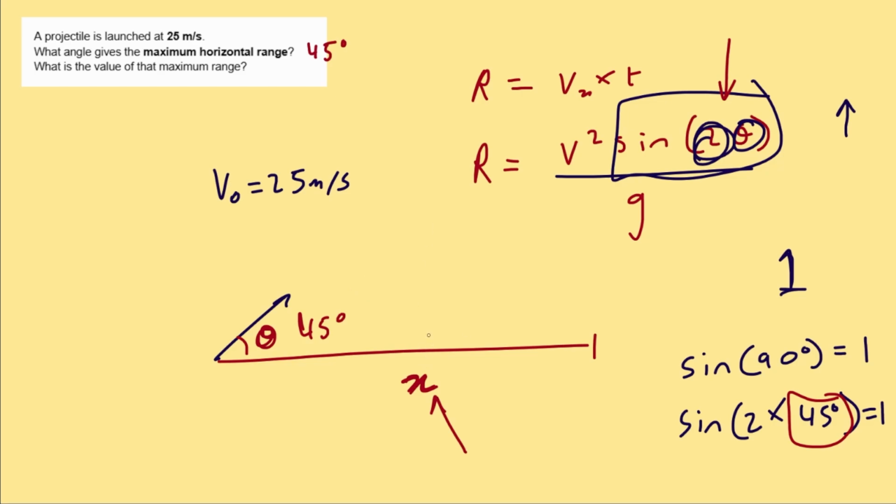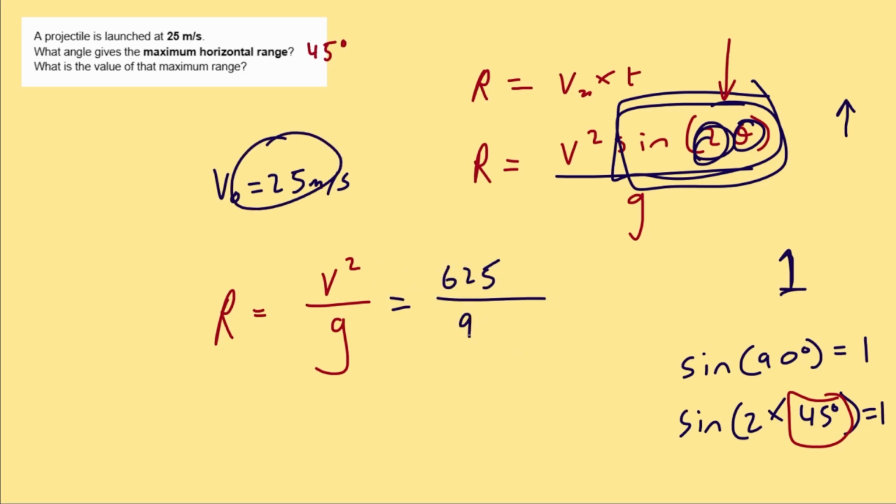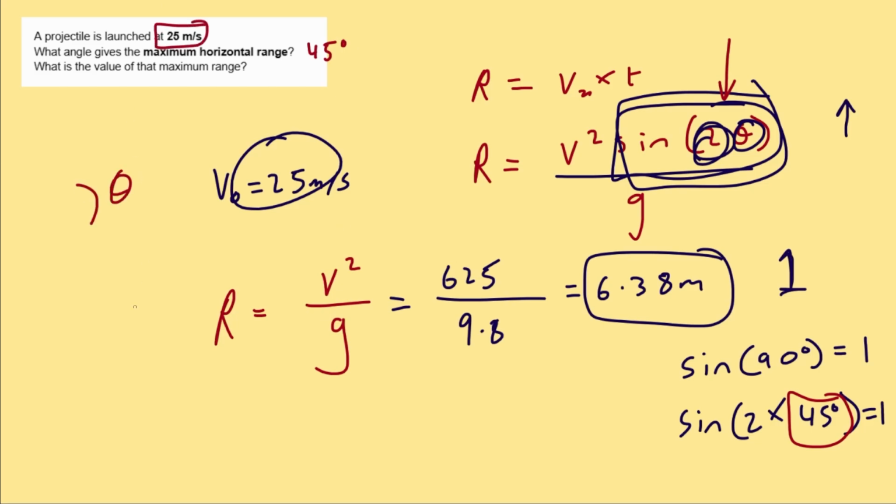We can find this with this formula right here. So let's plug in our values. Range equals velocity squared over gravity. We're going to ignore this term here because it's equal to 1 and that doesn't change anything. So velocity squared is 625 taken from here, divided by gravity 9.8. That is equal to 6.38 meters. And that's how from just a single velocity vector we found the optimal angle and the horizontal distance covered when launched at this optimal angle.